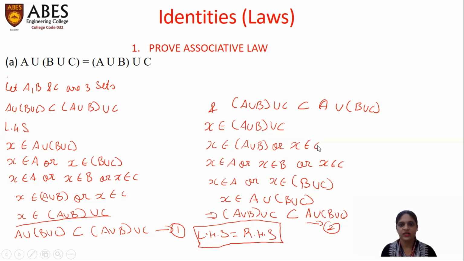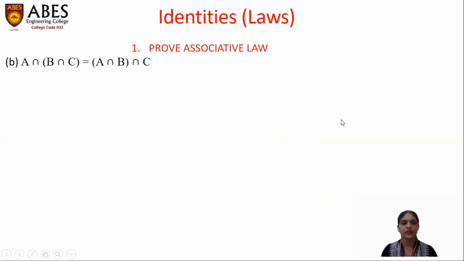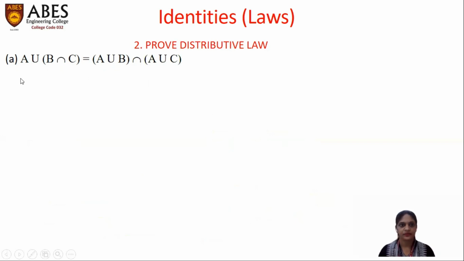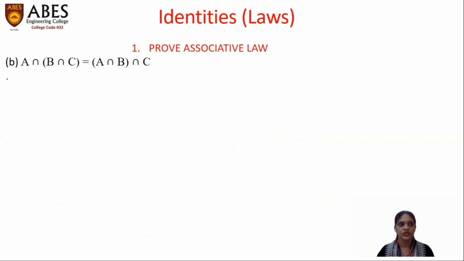Now we are moving towards the second property of associative law, that is A intersection (B intersection C) is equal to (A intersection B) intersection C. So again we have to prove this. For this, let's consider A, B and C are three sets. Again, according to the property of subsets, two sets are equal when they both are subsets of each other, meaning the left hand side is a subset of the right hand side and the right hand side is a subset of the left hand side. So here I am considering first the left hand side.